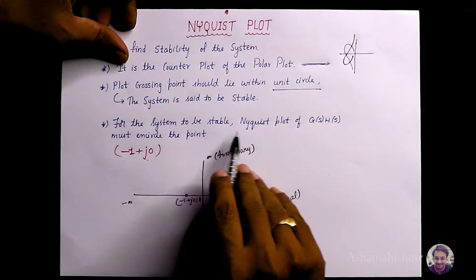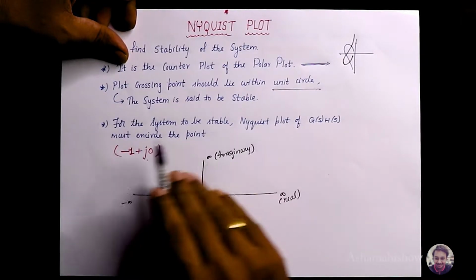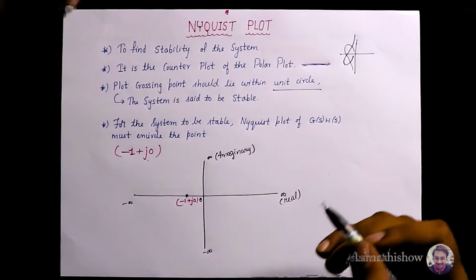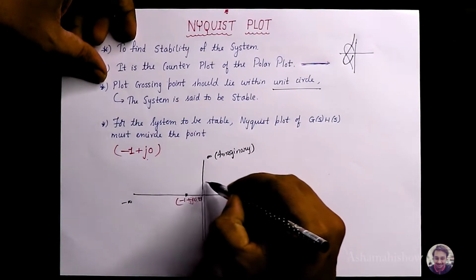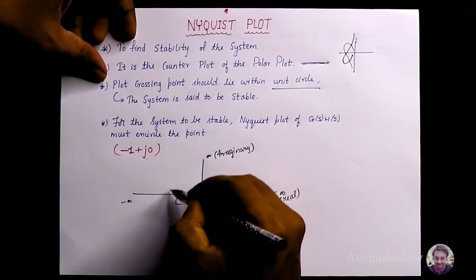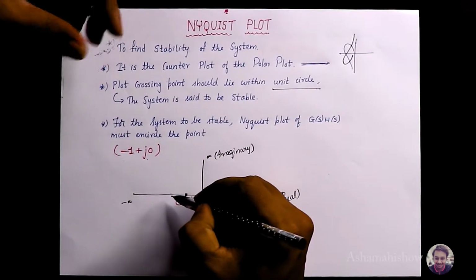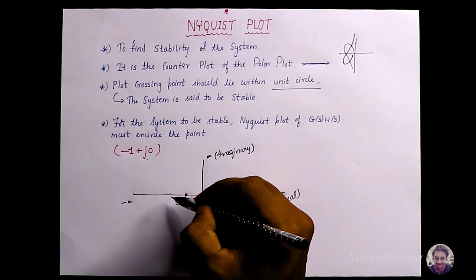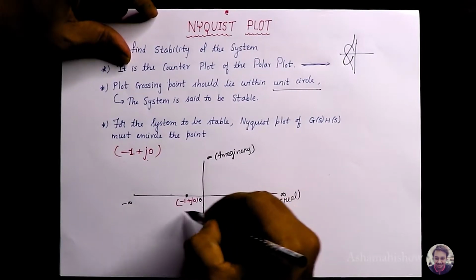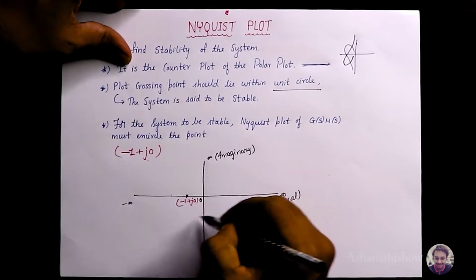For the system to be stable, the Nyquist plot of G(s)H(s) must encircle the point. What is meant by encircling? Encircling is nothing but just going around this point, maybe near to the point or far from the point, and that decides whether the system is stable or not. It just encircles the point.